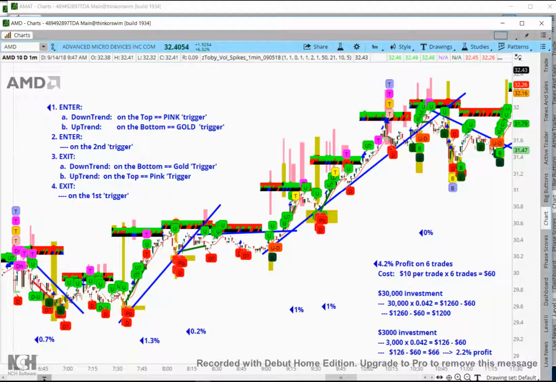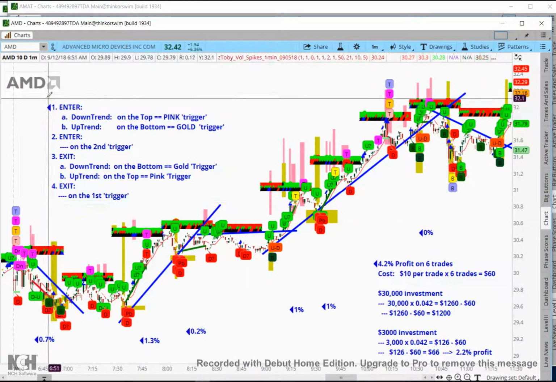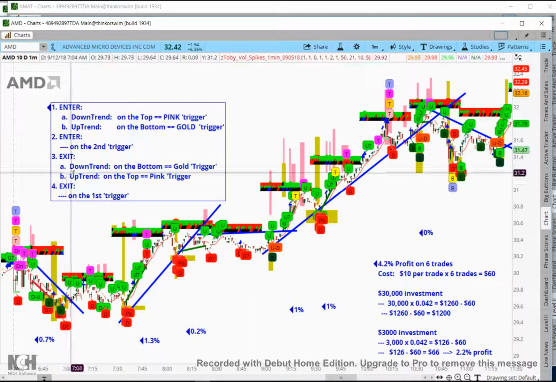Anyways, so that's kind of the big picture. All right, I guess a little bit more. So here's my strategy: 2 enter rules and 2 exit rules.